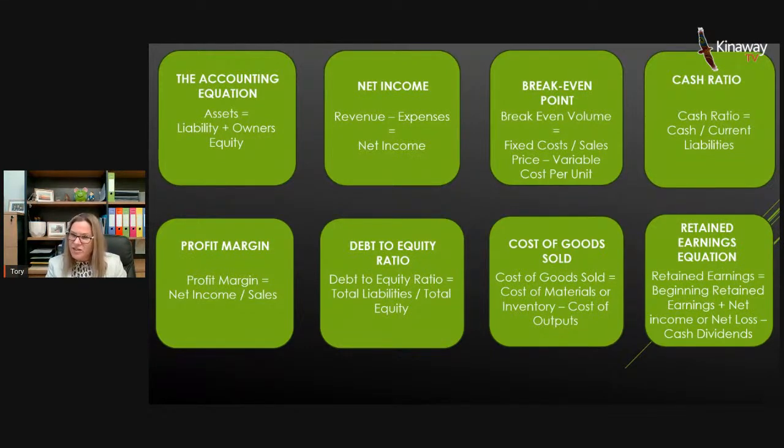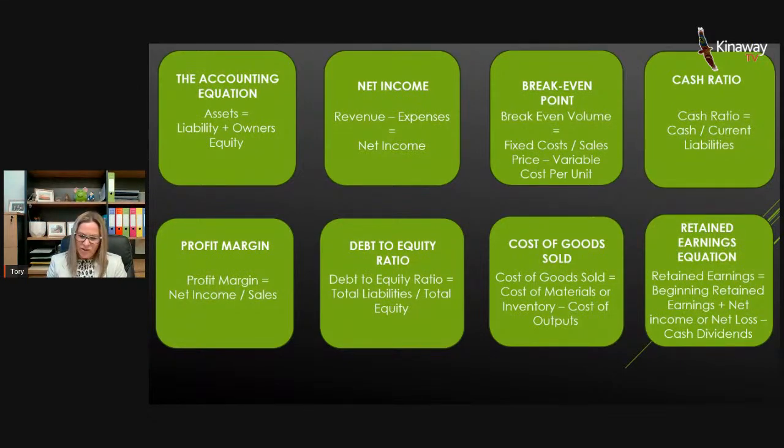Having a look at the retained earnings equation. The equation itself is: retained earnings equals the beginning retained earnings from a prior year, plus the income of your business or the loss, minus any cash dividends that are paid. Retained earnings represent the sum of all of the net income since the inception or the beginning of your business, essentially.